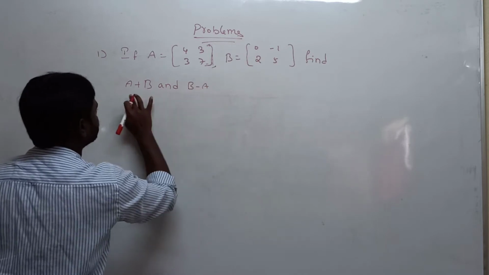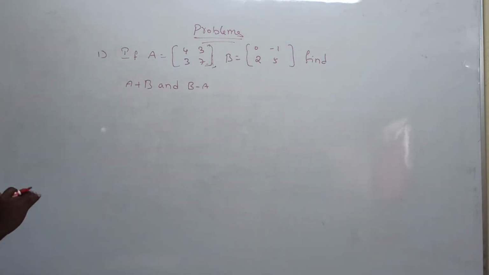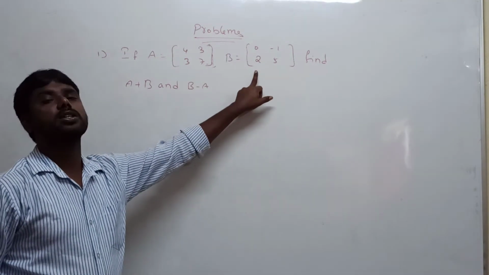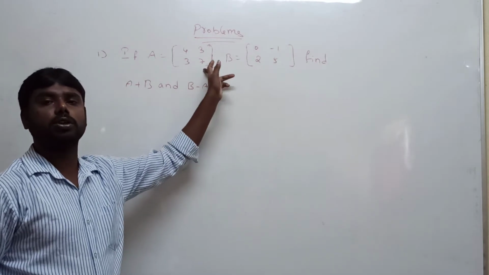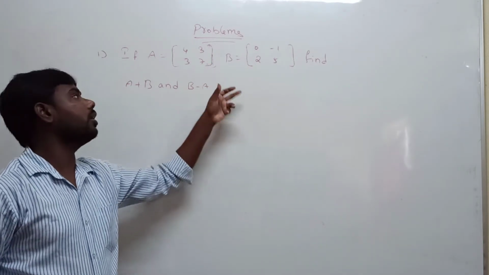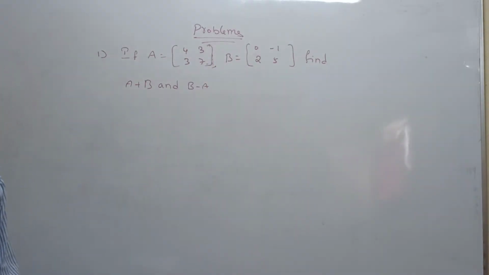So what is the condition for addition of two matrices? Let two matrices be of the same order. Then the sum is also of the same order. The condition is that we add the corresponding elements in matrices A and B. Now write the solution.